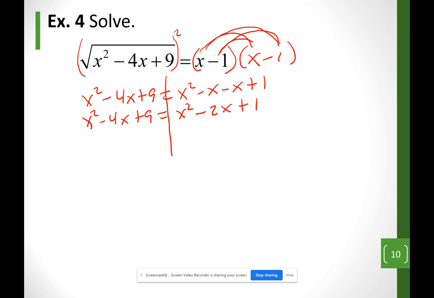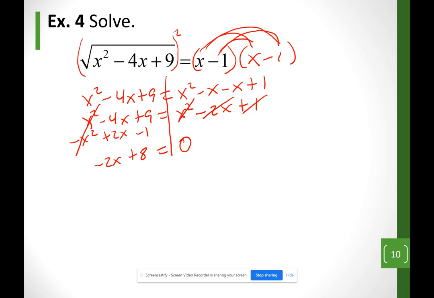Let me move everything to the left. Minus x squared. The minus 2x is going to become plus 2x, and the plus 1 is going to become minus 1. So now on the left, x squared minus x squared cancel out. Negative 4x plus 2x, that's negative 2x. 9 minus 1, that's 8. And since I don't have anything on the right side, that is equal to 0.